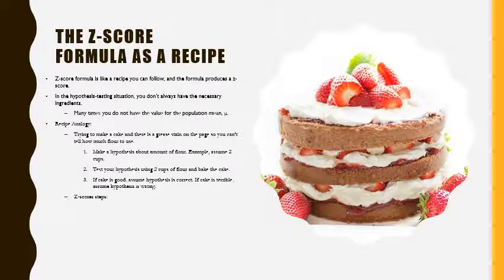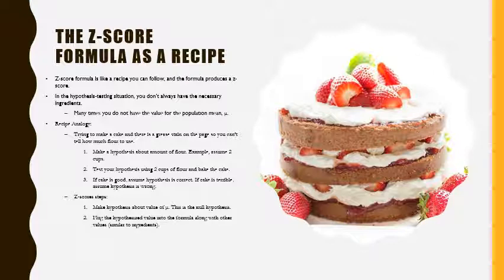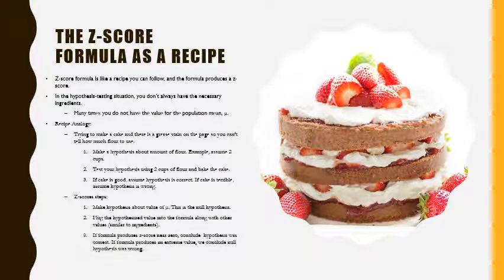So in Z-score, here are the steps. You make a hypothesis about the value of the mean. This is the null hypothesis. You plug the hypothesized value into the formula along with other values which are similar to ingredients. If the formula produces a Z-score near 0, you conclude the hypothesis was correct. If the formula produces an extreme value, we conclude that the null hypothesis was wrong.